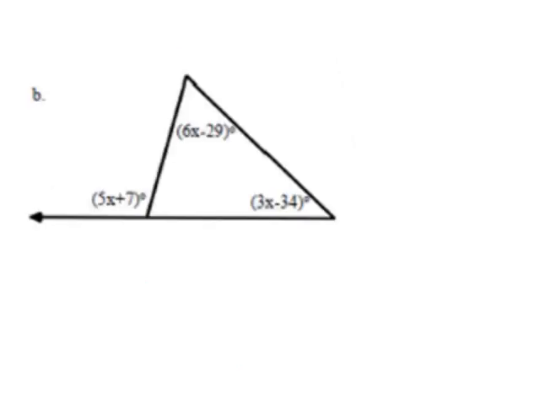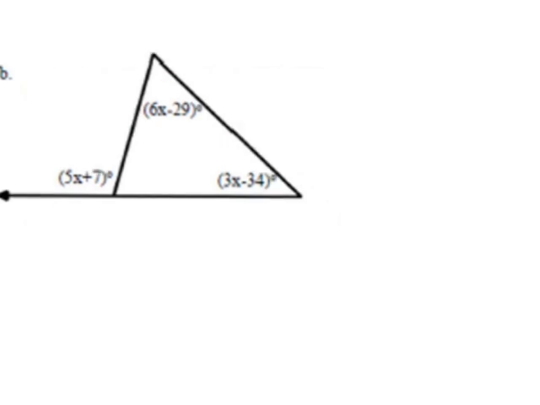Okay, let's move on. So again, we have an exterior angle. Let me just move this up a little bit here. We have an exterior angle of 5x plus 17. We have two remote angles, 6x minus 29 and 3x minus 34.